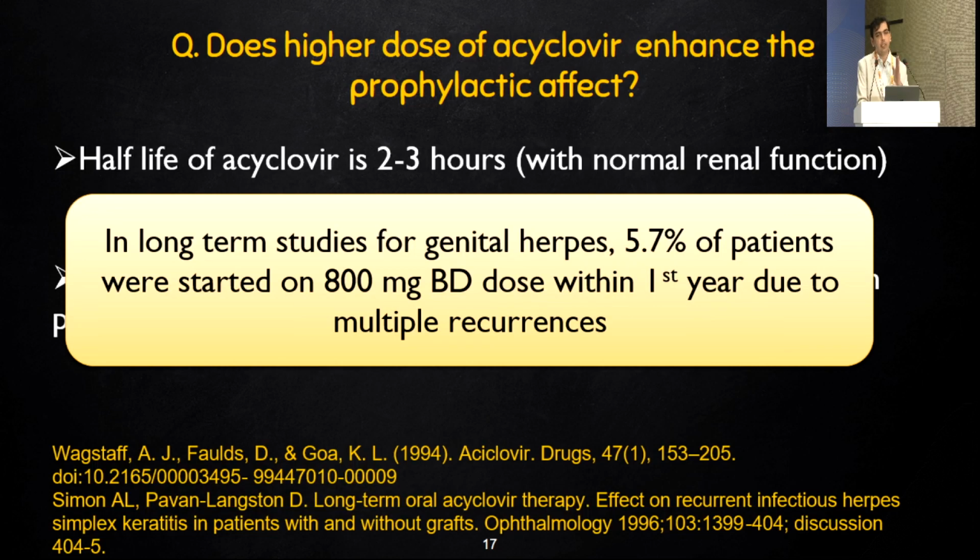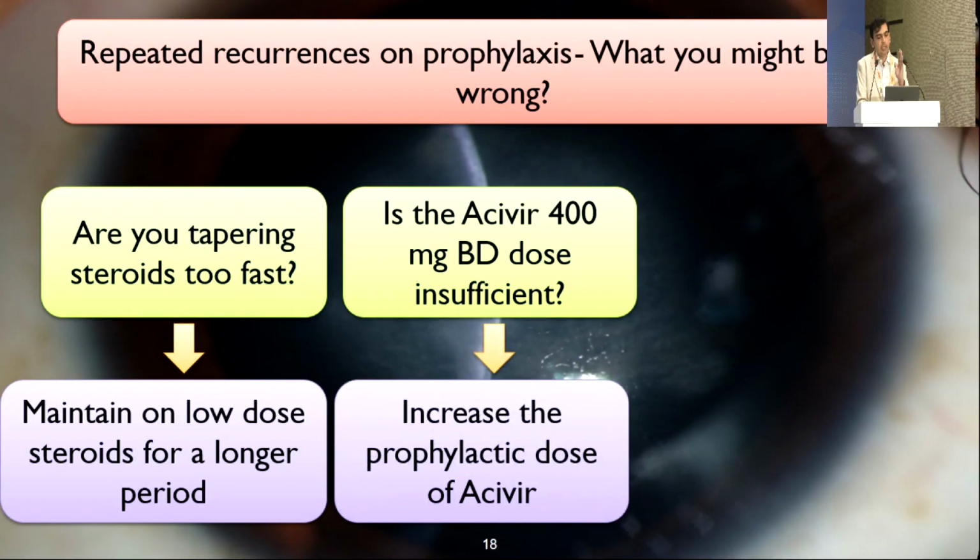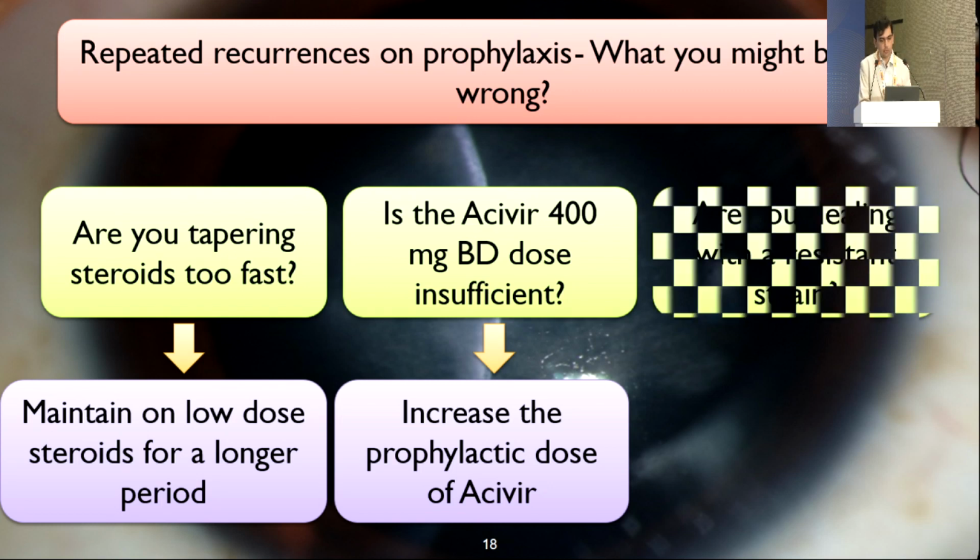But yes, you can shift the patient to a higher dosage, 400 mg 3 times per day, or you can increase the dosage to 800 mg BD also. Again, you have to keep the renal function tests in check, but overall it is very safe. And if the patient is having repeated recurrences, there's no harm in increasing the dosage.